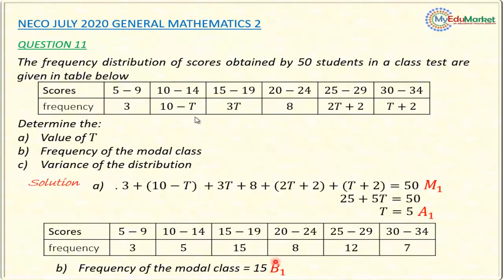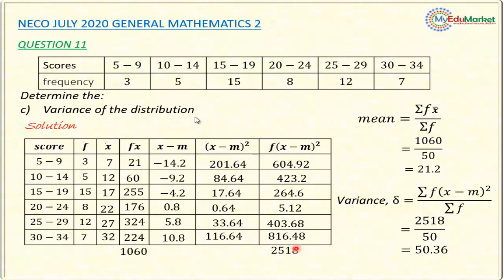Next mark is bonus 1 mark for getting 15 as the frequency of the modal class. So you have bonus 1 mark. So in this page you have 3 marks. So let me move to the next page. So next page, the mark distribution is as follows.